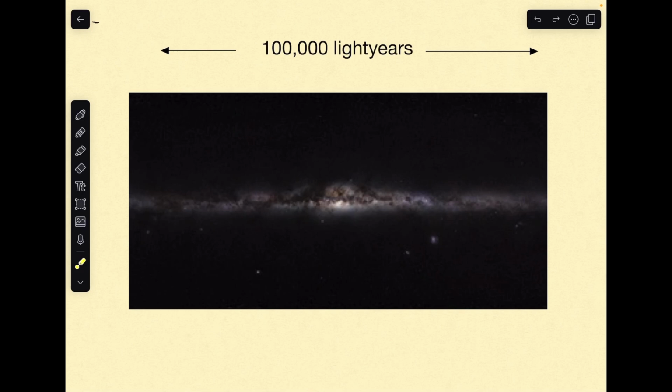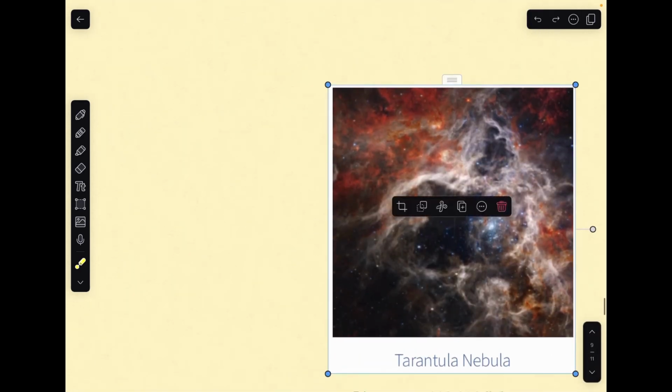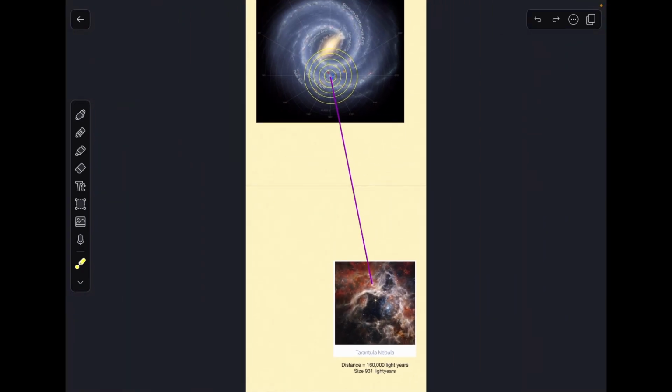That blob is actually the Large Magellanic Cloud. It's a separate galaxy well outside the Milky Way with a diameter of more than 30,000 light years. The Tarantula Nebula, shown in the exhibit, sits inside of the Large Magellanic Cloud at a distance of 160,000 light years. This shows the relative distance and size of the Milky Way galaxy and the Tarantula Nebula.